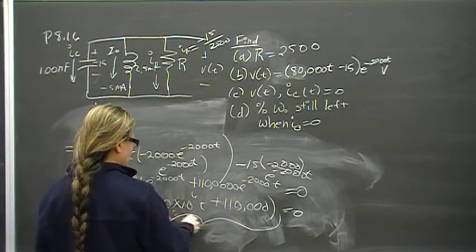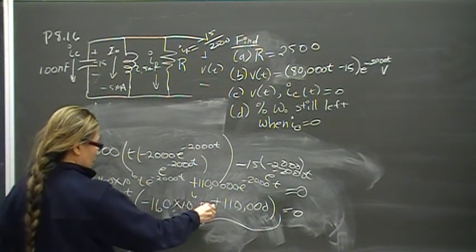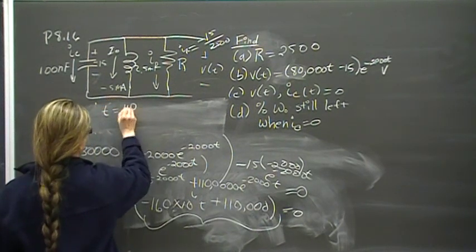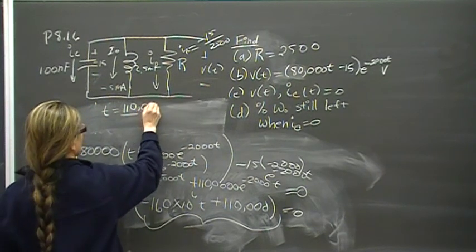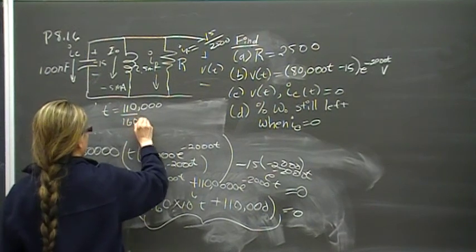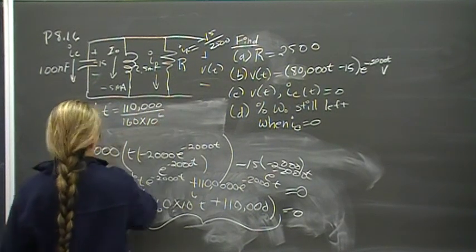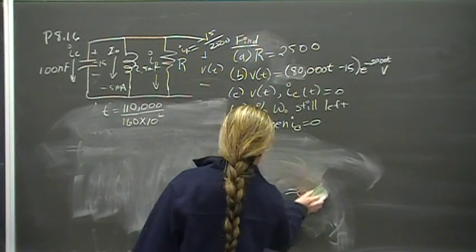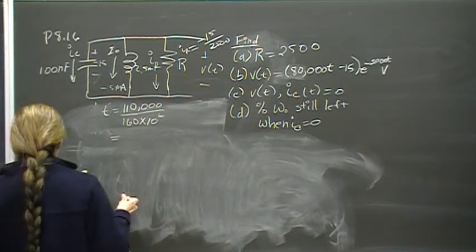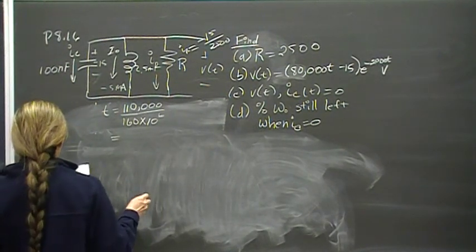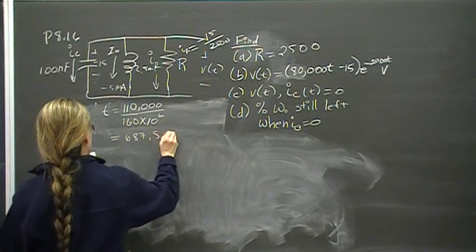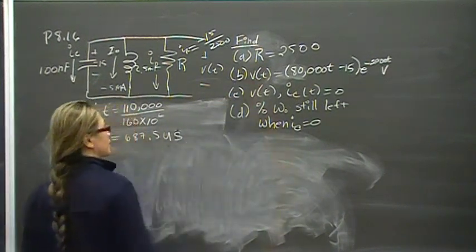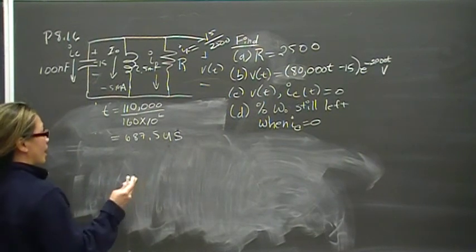So we set this part to 0, and you have negative 160 times 10 to the 6 t plus 110,000 is equal to 0. So therefore, t is 110,000 over 160 times 10 to the 6. When you put that into your computer, you will come up with that dV/dt, or the current through the capacitor, is 0 at 687.5 microseconds. Okay, now that we know that time, we can plug the time back into the voltage equation to get the value of the voltage at the time the capacitor current runs out.